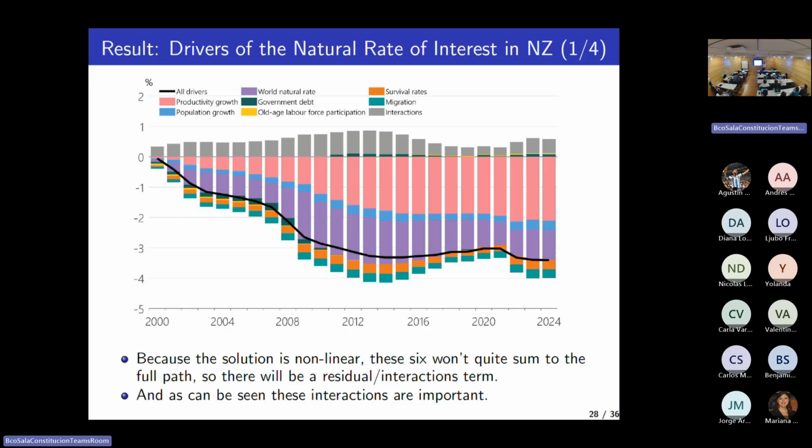Because the solution's not linear, these 6 won't add up to 100%. And that's what this gray at the top is, with the interactions: the non-linearities and the interaction terms between the 6 drivers are that gray part at the top. So those do matter also, it should be pointed out.